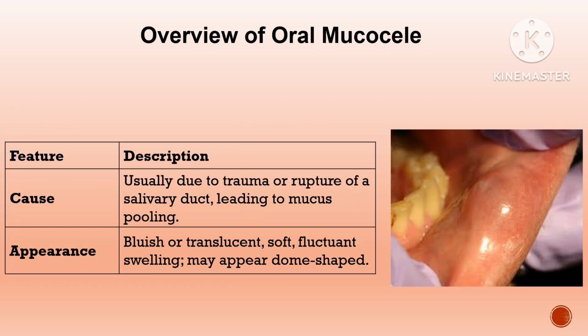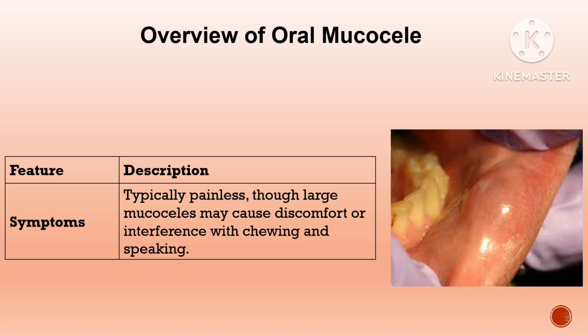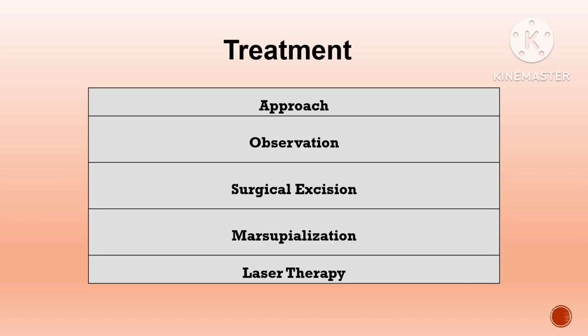Regarding the appearance, clinically it may appear as a smooth, dome-shaped, translucent or bluish lesion. Mucoceles can vary in size from a few millimeters to a few centimeters. Generally, this condition is painless, but they may cause discomfort, especially if they are large. They may periodically rupture and refill with fluid. In case they are small, they may resolve on their own without any intervention.